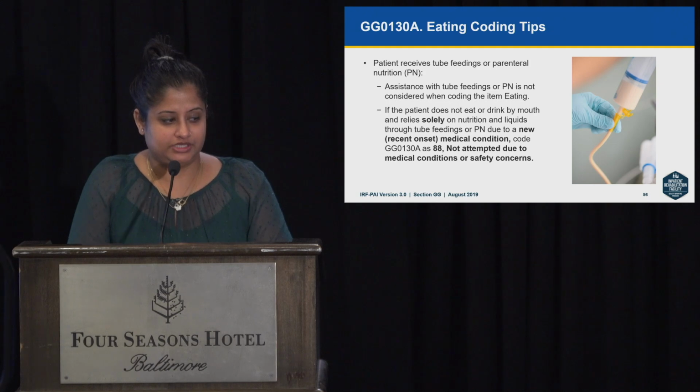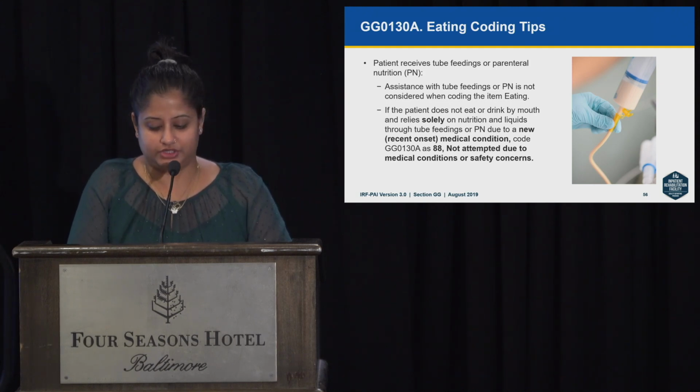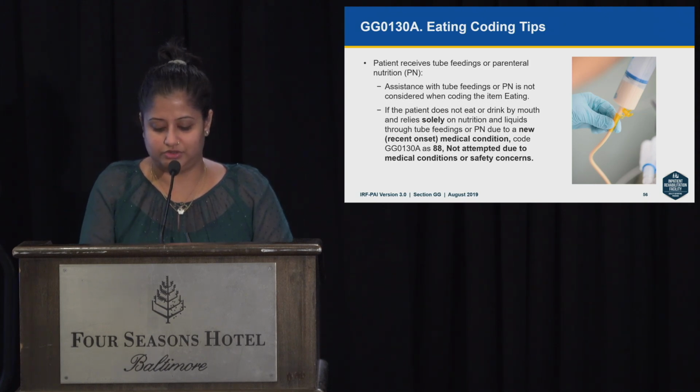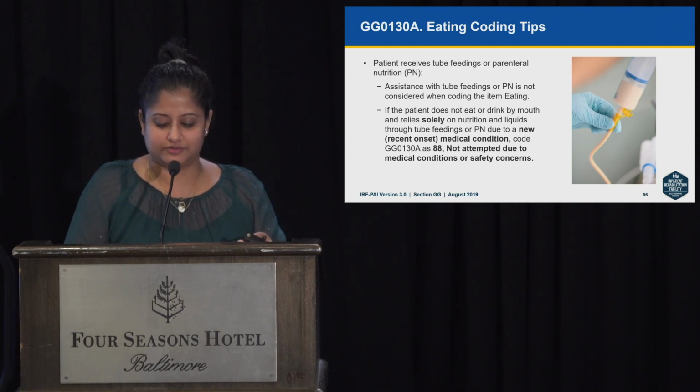If a patient receives tube feeds or parenteral nutrition, assistance with tube feedings or PN is not considered when coding the item eating. If the patient does not eat or drink by mouth and relies solely on nutrition and liquids through tube feedings or PN due to a new, that is a recent onset medical condition, you would code GG0130A as 88, not attempted due to medical conditions or safety concerns.